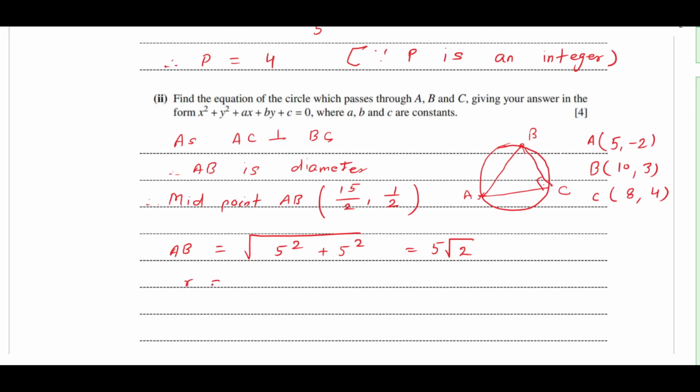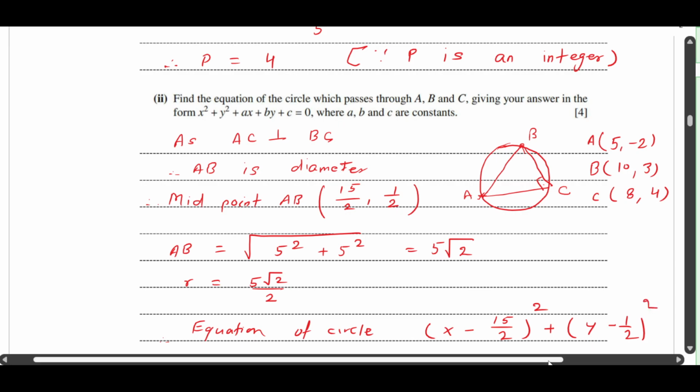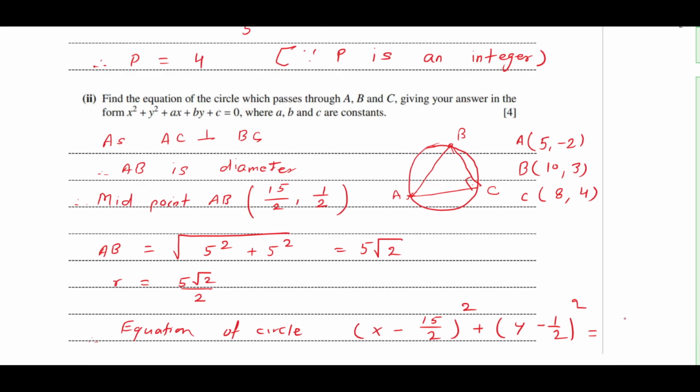So radius R is 5 root 2 divided by 2. Okay, so therefore the equation of the circle will be (x minus 15 divided by 2) the whole square plus (y minus half) the whole square is equal to (5 root 2 divided by 2) the whole square, radius square. Okay. So this is our equation.